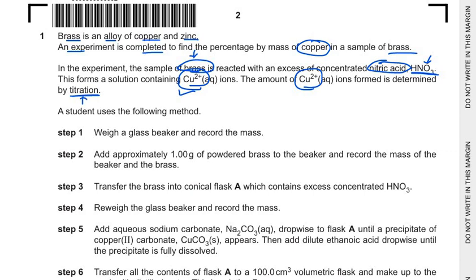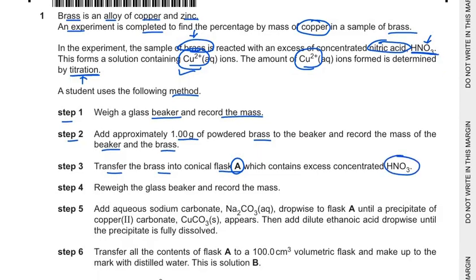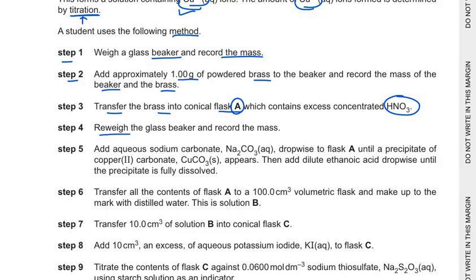So here is the process, that is the method given. Step 1 is weigh a glass beaker and record the mass. Step 2 is take approximately 1 gram of the powdered brass in the beaker and record the mass of the beaker and the brass together. Step 3 is transfer the brass into conical flask A, which contains excess concentrated nitric acid. Step 4 is reweigh the glass beaker and record the mass. So here we are recording the mass of the empty beaker.